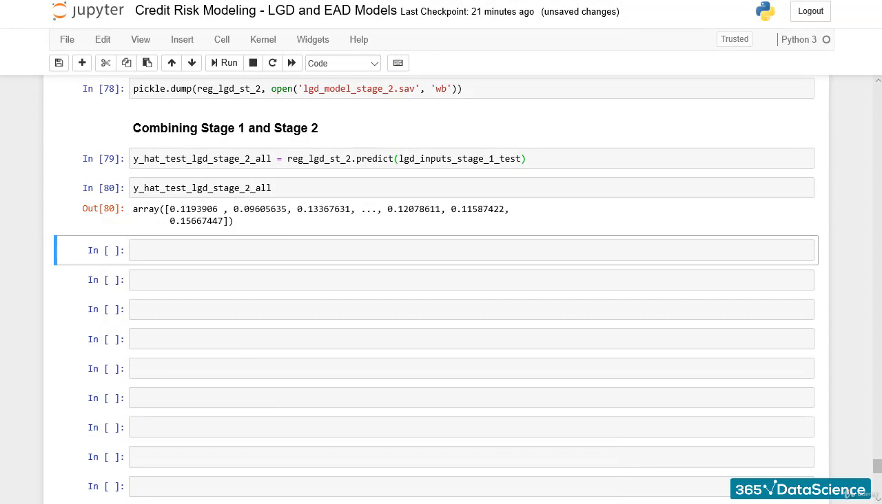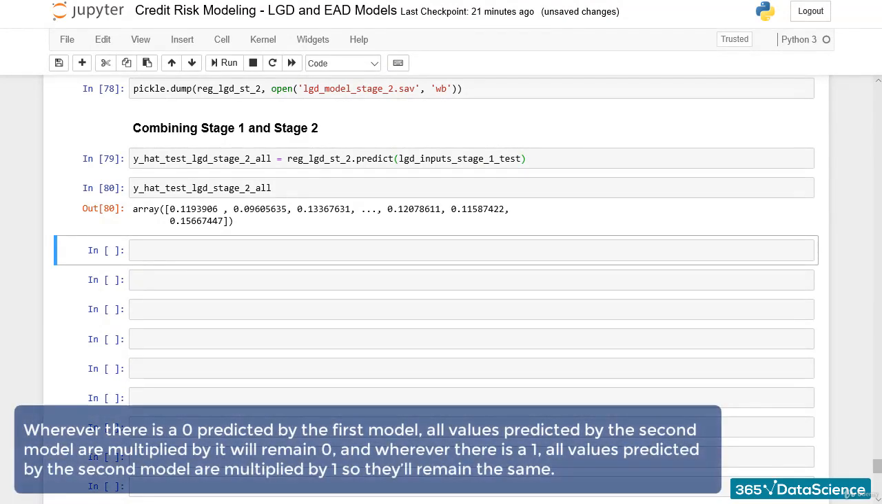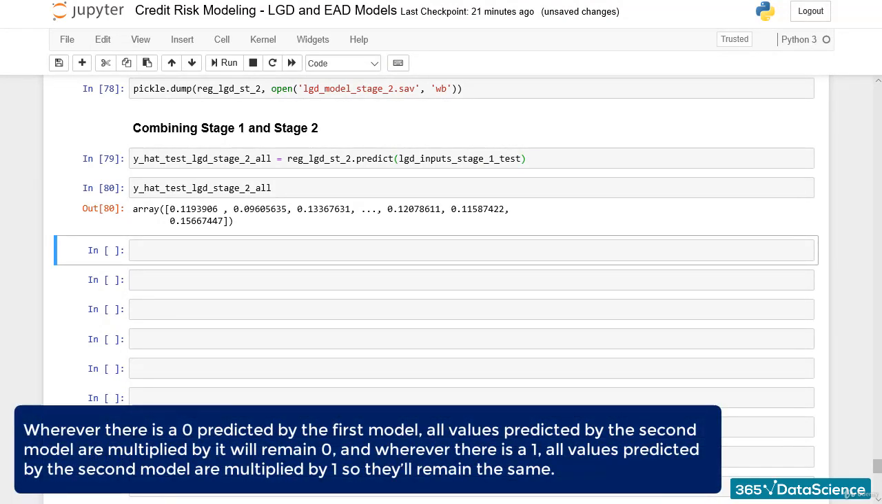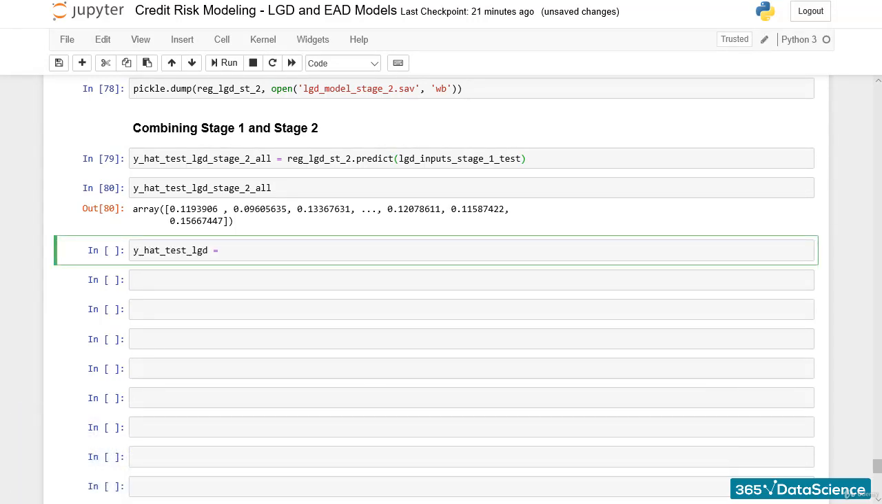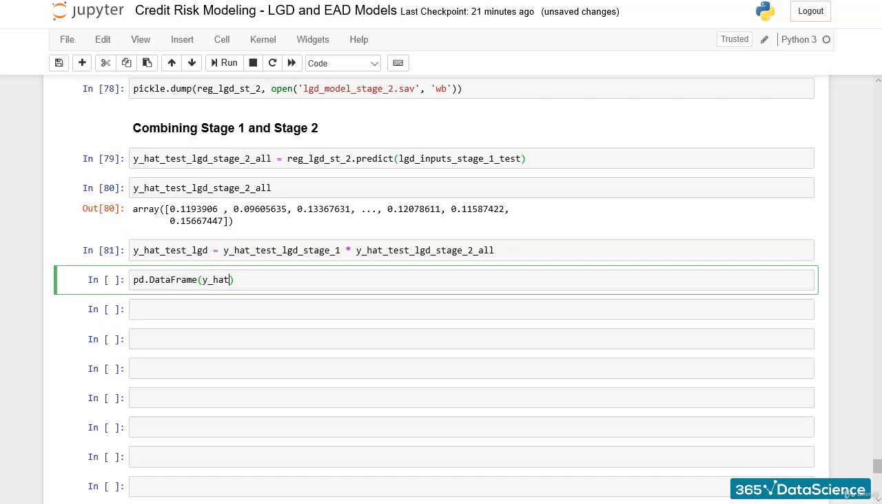Think about it. Wherever there is a 0 predicted by the first model, all values predicted by the second model are multiplied by it will remain 0. And wherever there is a 1, all values predicted by the second model are multiplied by 1, so they'll remain the same. Let's perform that calculation and store it in the y hat test LGD variable. Great! Let's take a look at the descriptives of this data frame.